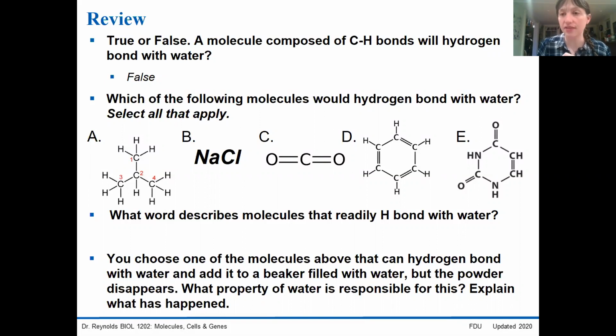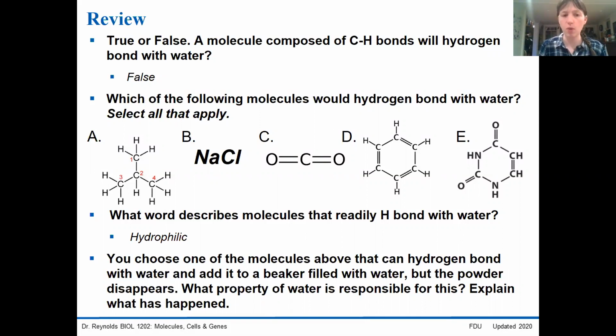D is another example of a hydrocarbon, still hydrophobic, still not hydrogen bonding with water. And E is another example of a molecule with multiple polar covalent bonds. Nitrogen to hydrogen, carbon to oxygen, these are all going to be polar covalent bonds. There's going to be partial charges that are formed in this molecule, and so this is an example of a hydrophilic molecule.